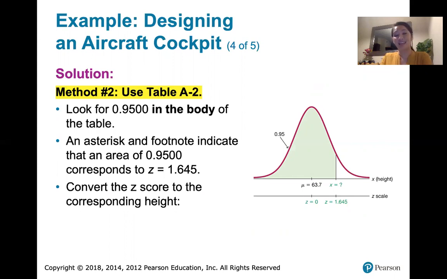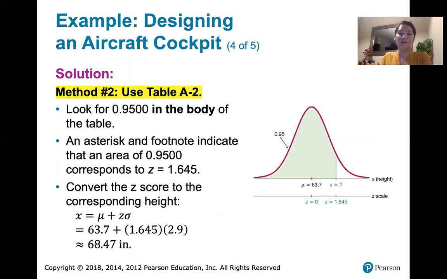If I actually want to find that height, I have to use this formula. So I take the mean, 63.7. I add that z-score, which is the number of standard deviations above the mean, times the standard deviation. And then we get that. And again, if we round to 1 decimal place, we get 68.5 inches.